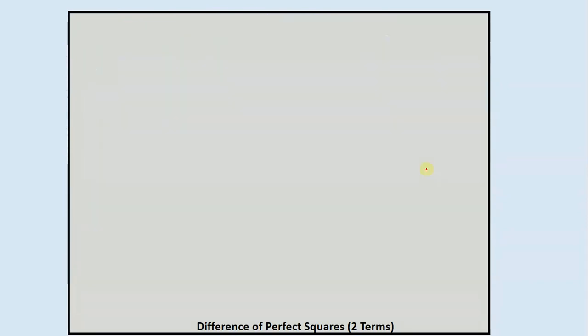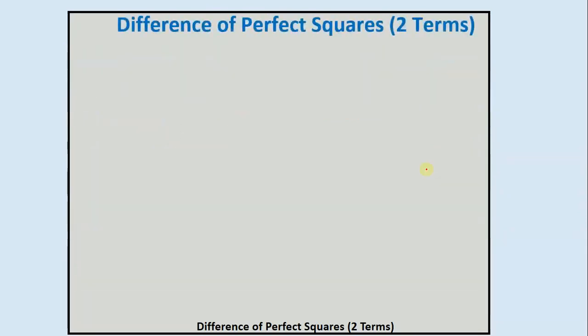Last kind of factoring here. Difference of perfect squares. This is when you have only 2 terms. So one of them was for 4 terms, I was grouping. One of them's for 3 terms, this is for 2 terms. Now, when you're starting this one has a couple of catches you need to make sure of.